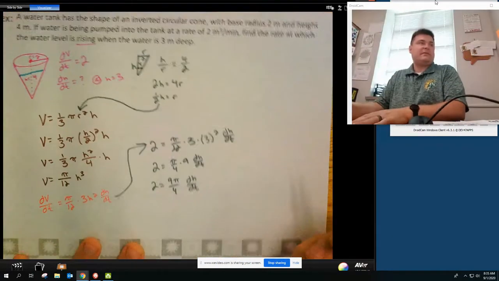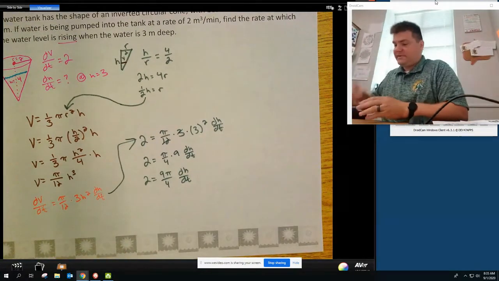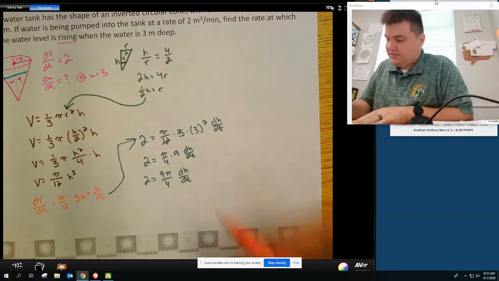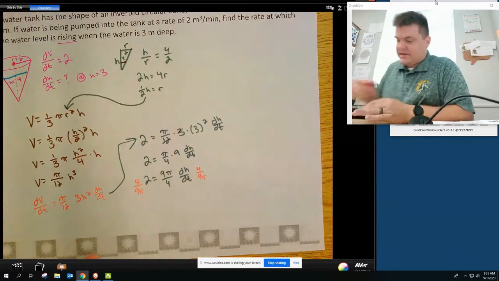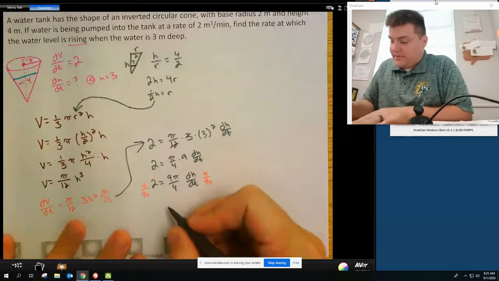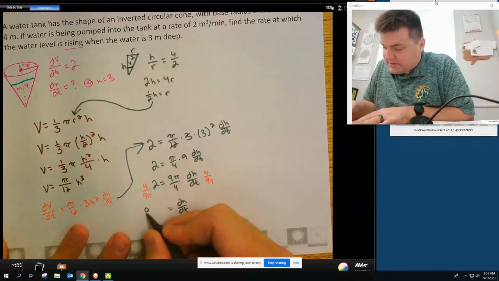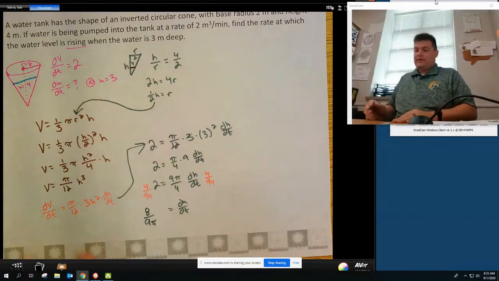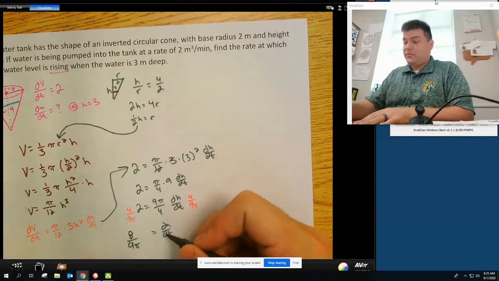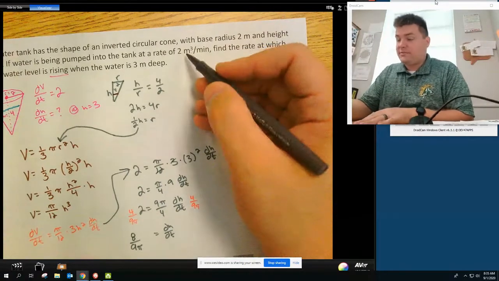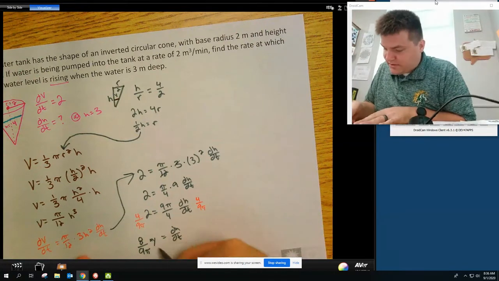So all I'm doing is making everything look nice and pretty, and I'm ready to divide. So to divide is the same thing as flip the second and multiply. So I'm going to do 4 over 9 pi on this side, 4 over 9 pi on this side. So they're going to cancel out, and I'm going to be left with on the right side dH/dt. And on this side, I'm going to get just 8/9 pi. Okay? And now I'm also going to want units here. So what are my units? This is a rate, so it's going to be changing per minute. And what is changing? It's the height, so it's meters per minute.